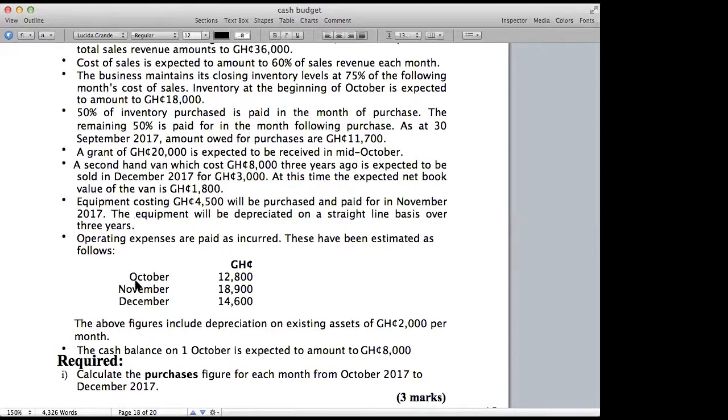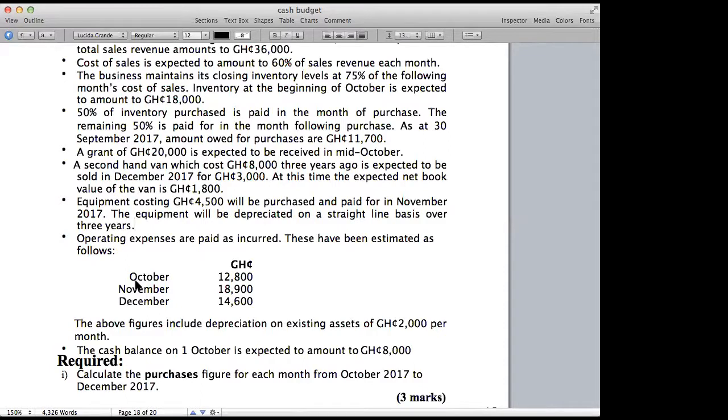The above figures include depreciation on existing assets of 2,000 per month. So all the operating expenses that they've given to us include depreciation of the existing assets of 2,000. So we take it off, right? Because depreciation is a non-cash item. We want the cash expenses that we are going to pay, not non-cash, not the provision, not the mere allowances that we are probably putting in our books. Good.